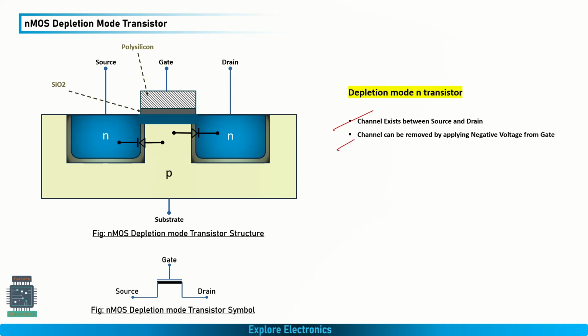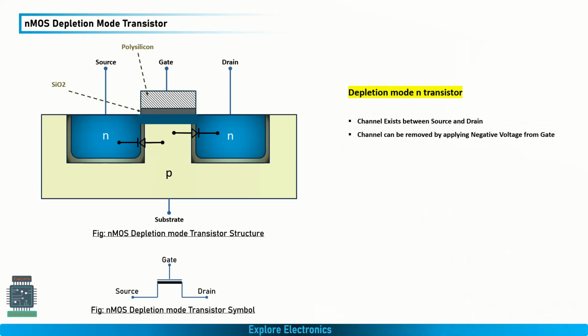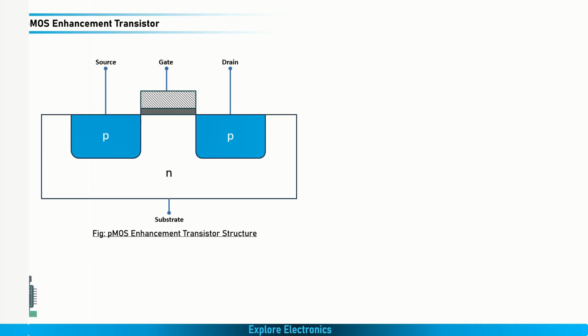The channel can be removed, the channel can be ceased by applying a negative voltage from the gate. So in the enhancement mode transistor, what we did, we needed to apply positive VGS to create the channel. When VGS is equal to 0, there is no channel. Now in the depletion mode transistor, the channel is already created. By applying VGS negative, a negative voltage, we can cease the channel or we can remove the channel. That is about the nMOS depletion mode transistor.